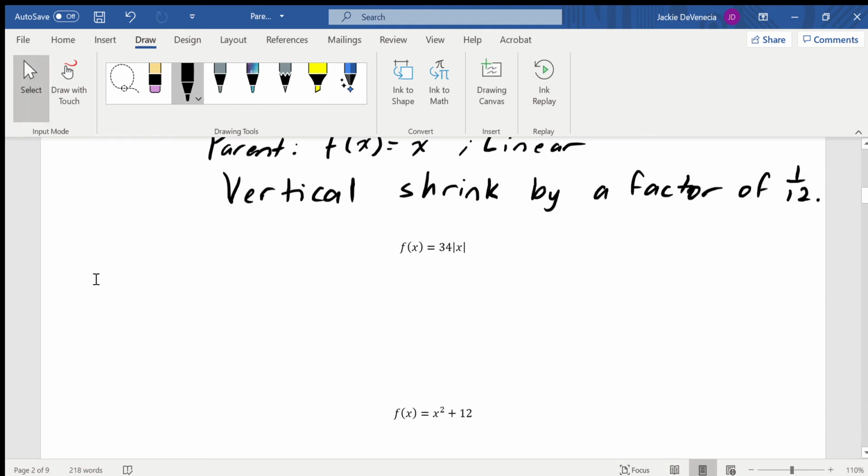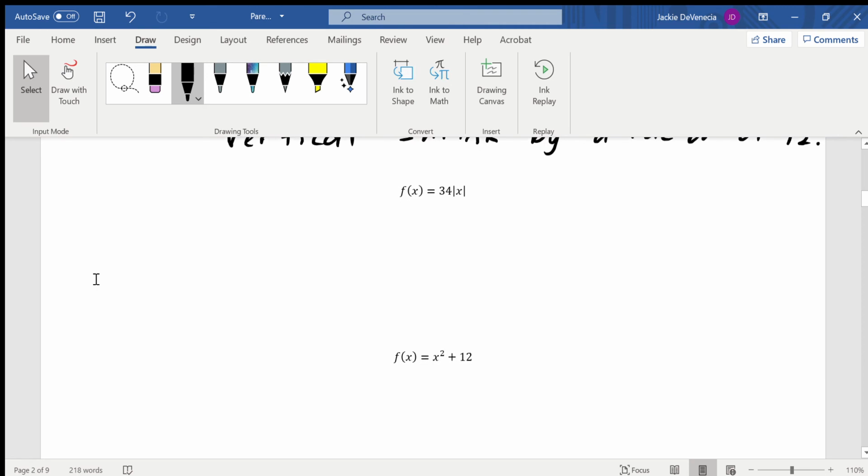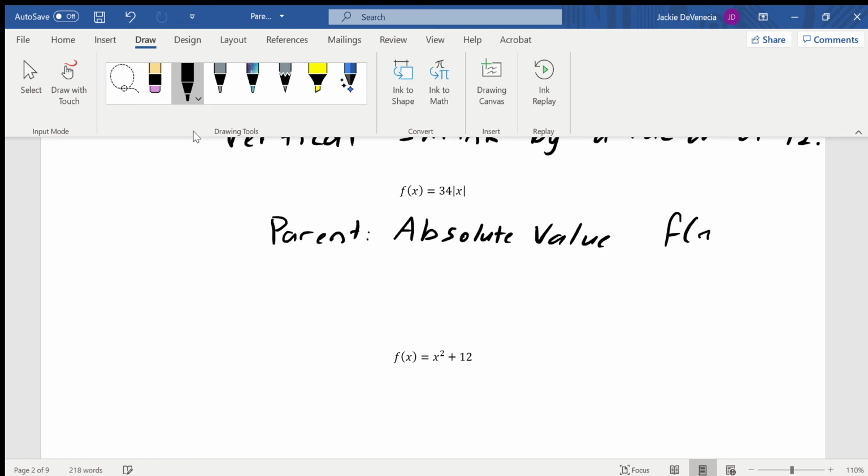Now let's move on to another example. So this one says f of x is equal to 3/4 times the absolute value of x. So I see the x again. The absolute value bars are there. So this must be the absolute value, and the rule is over here.